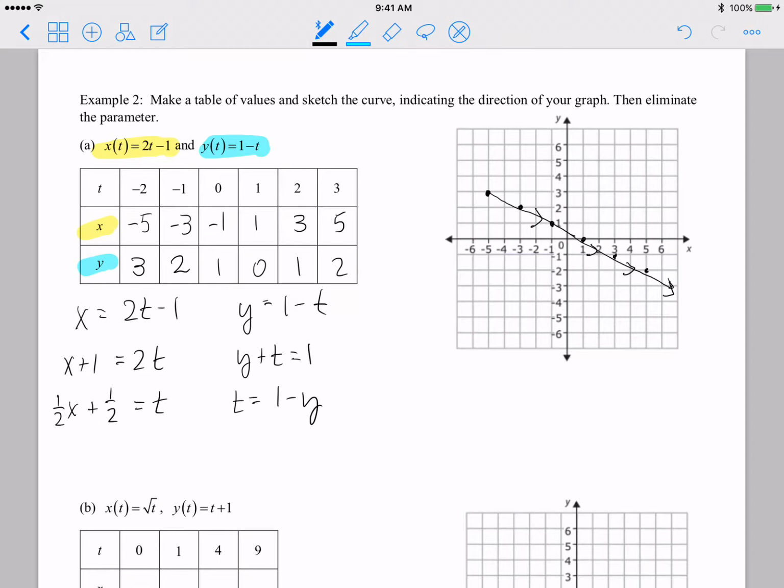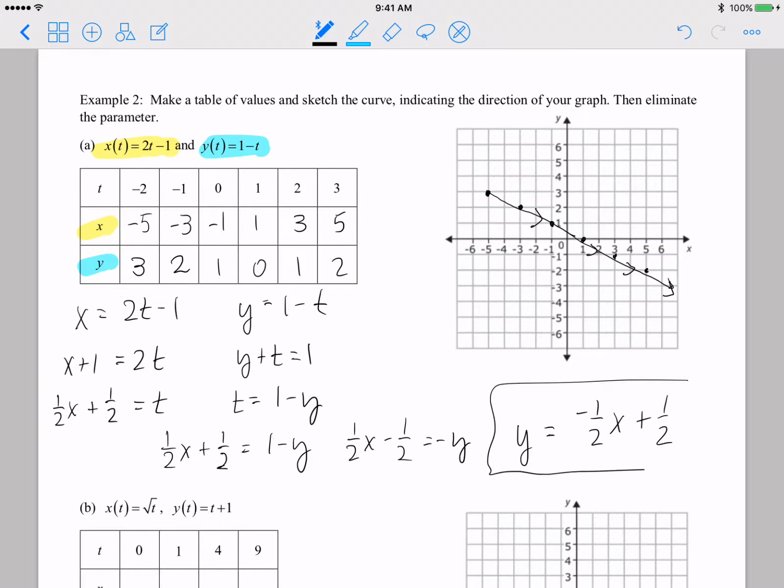If we set those equal to each other, we're going to have 1/2 x plus 1/2 is equal to 1 minus y. If I want to solve for y, then I'm going to subtract 1 from both sides, so that's going to give me 1/2 x minus 1/2 is equal to negative y, so that if I solve for y, I'm going to get y is equal to negative 1/2 x plus 1/2.